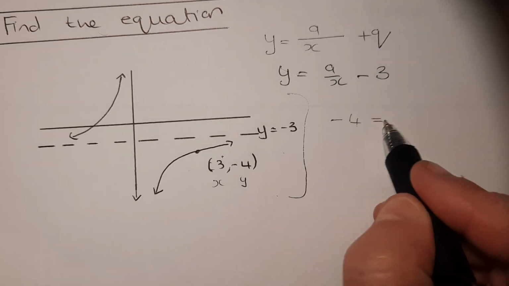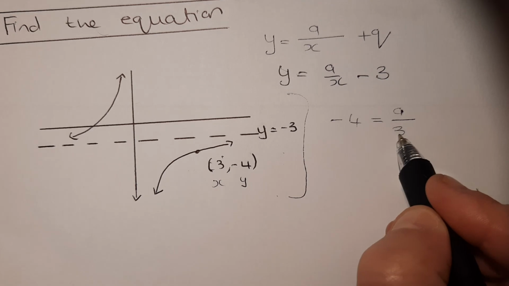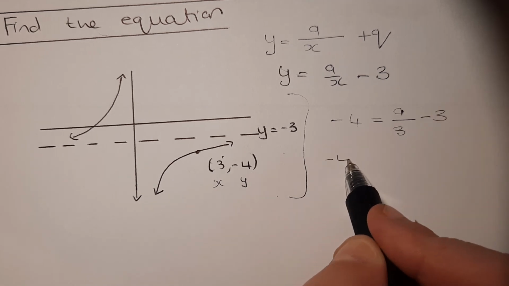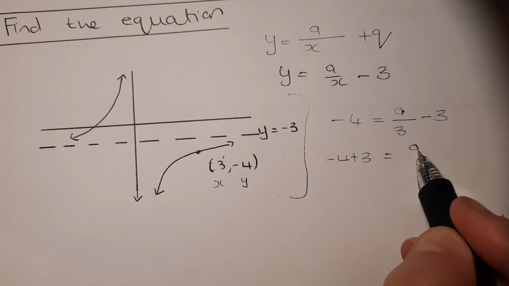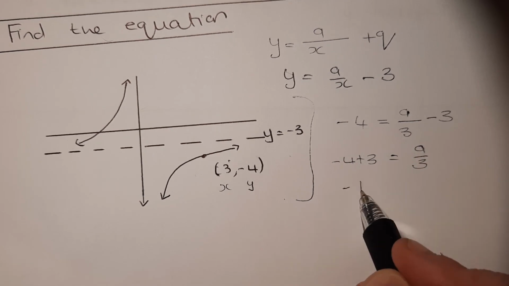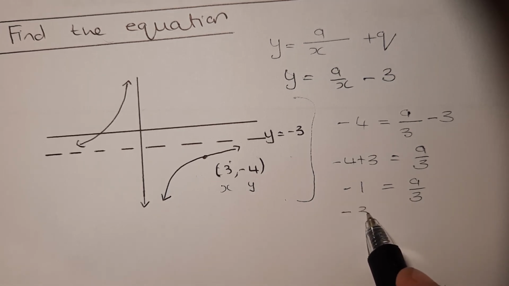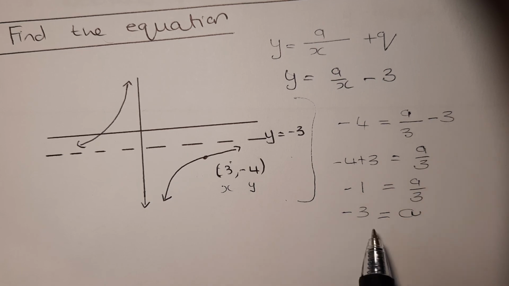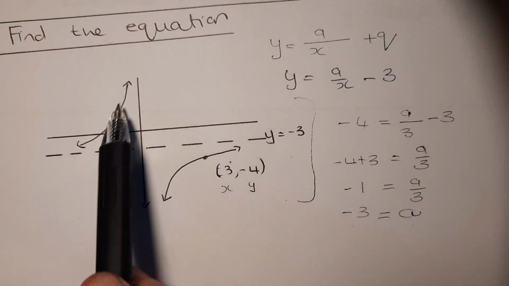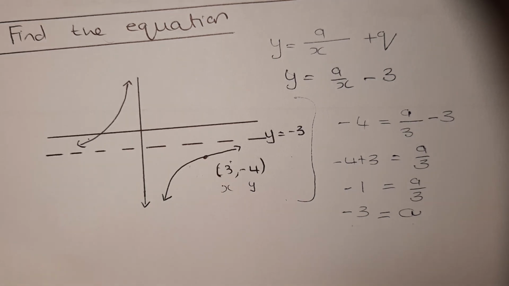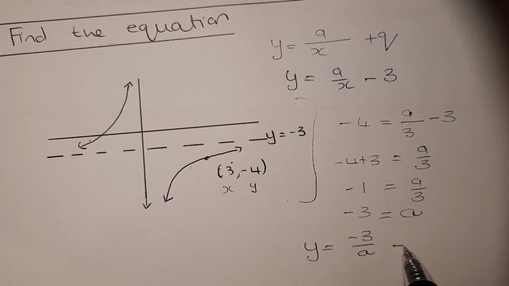So we are going to have negative 4 is equal to a over 3 minus 3. So negative 4 plus 3 is equal to a over 3. So negative 1 is equal to a over 3. So negative 3 is equal to a. And it makes sense because my graph is in quadrant 2 and quadrant 4. So my equation will be y is equal to negative 3 over x minus 3.